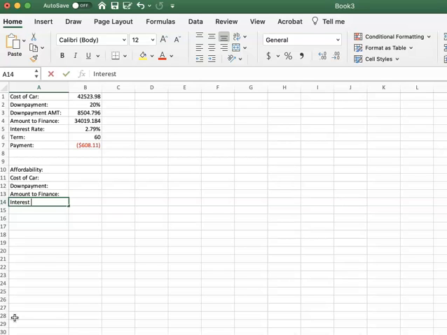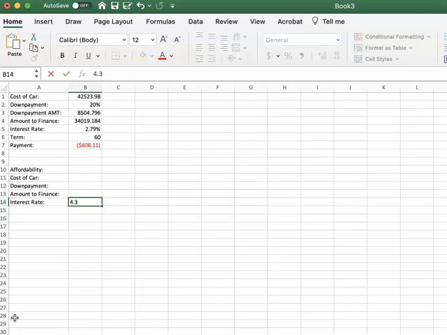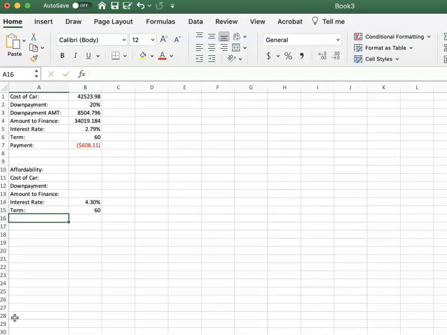We need the interest rate. And in this problem, he had an interest rate of 4.3%. And the term here, he did a 5-year loan, so that is 60 months. And our payment, and what we're going to do here is assume that he's making $350 payments. So since these are payments that are paying down the amount, we do negative $350 for these payments.